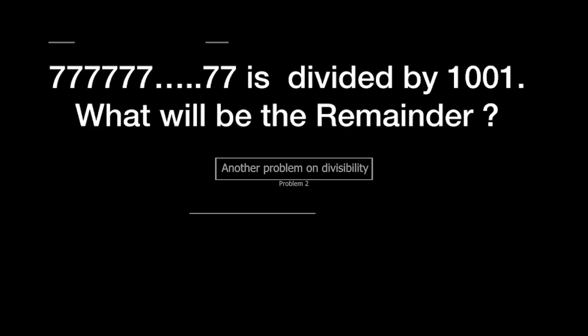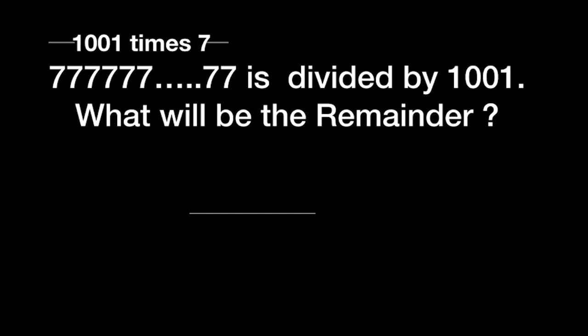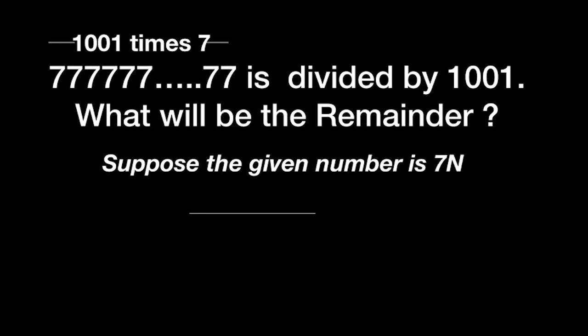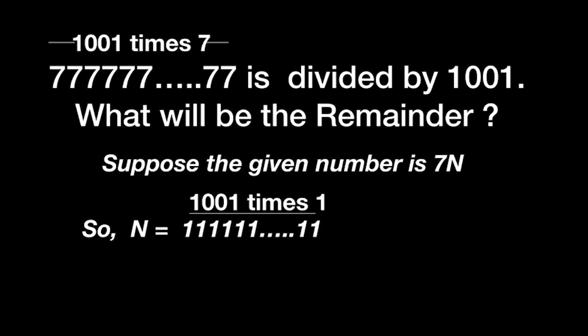There is a number made of 1001 times 7, like 7777 and so on, 1001 times, and if this number is divided by 1001, then what will be the remainder? This is another challenging problem in the same category of divisibility. Suppose the number is 7n. So n is exactly 1001 ones, isn't it?